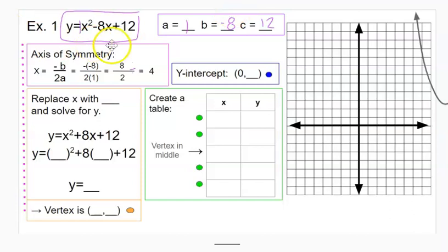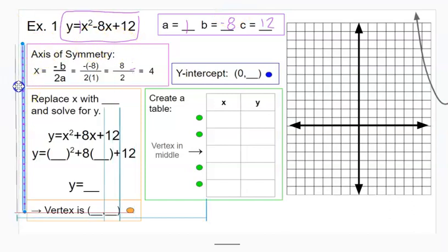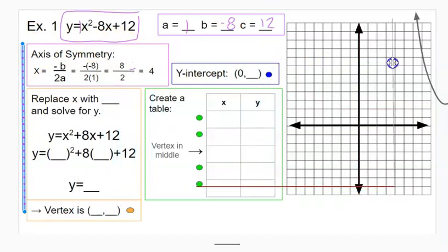All right, so now that we know our axis of symmetry is at 4, I'm going to take my dotted line. I'm going to drag it over to where x would be 4. So the 4th line after the y-axis.